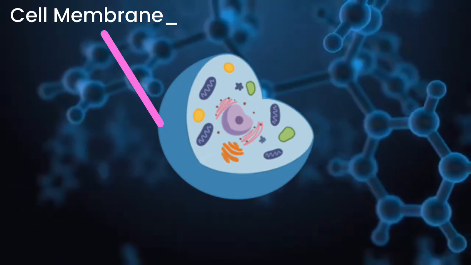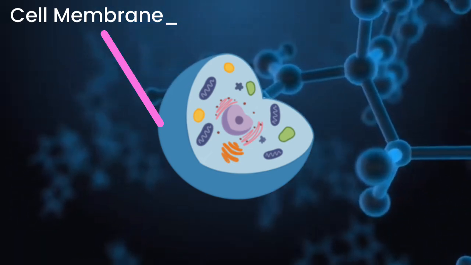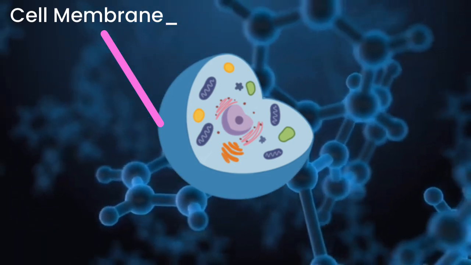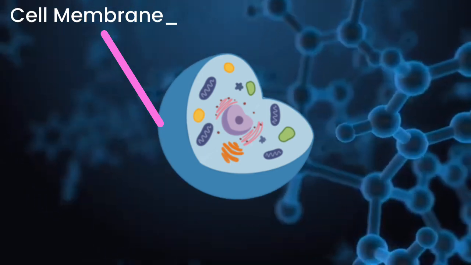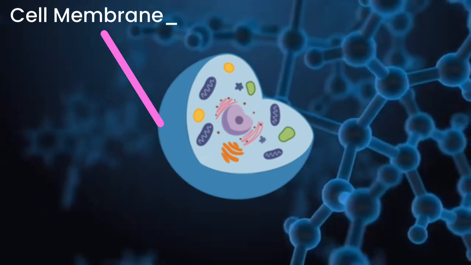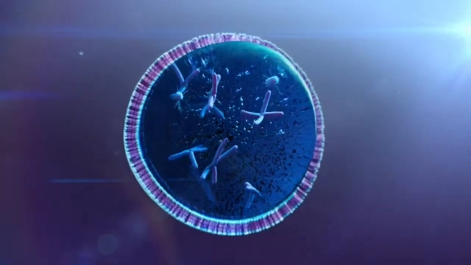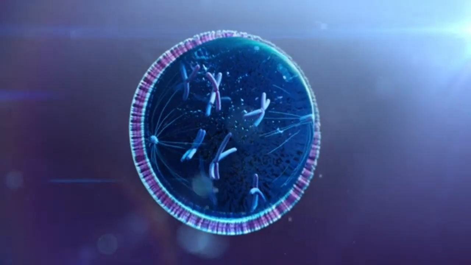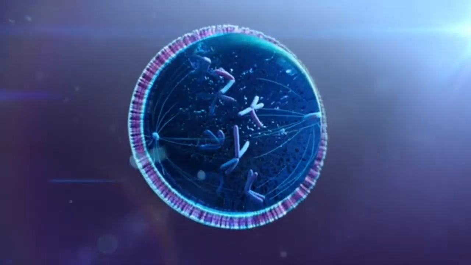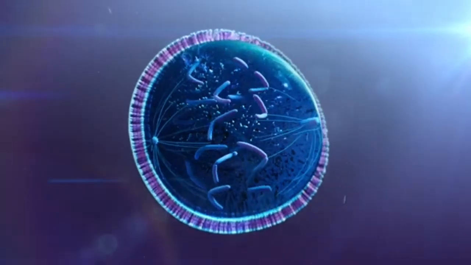The cytoplasm, a gel-like substance that fills the cell, containing all the cellular organelles, providing a medium for biochemical reactions and facilitating the movement of materials within the cell. The nucleus, often referred to as the control center of the cell, houses the cell's genetic material, DNA, and regulates gene expression and coordinates cell division, growth, and differentiation.